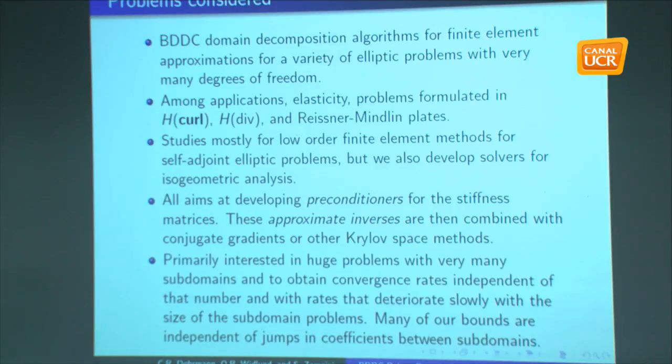We are primarily interested in huge problems with very many subdomains, and we would like convergence rates which are independent of the number of subdomains. We also like the rate of convergence to decline slowly with the size of the subdomain problem. We can't make that constant, but we can have it decline slowly. Many of our bounds will also be independent of jumps of the coefficients between the subdomains.